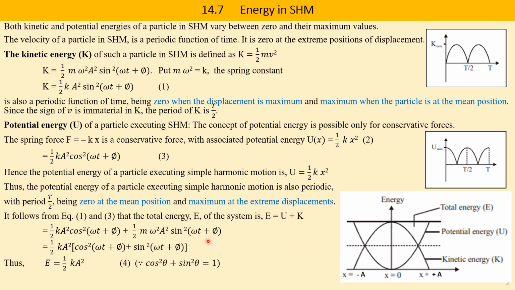Therefore, these equations can be represented taking K A square common. We get half of K A square into cos square (omega t plus phi) plus sin square (omega t plus phi). We know that cos square A plus sin square A is 1. Therefore, the value of the trigonometric function in the big bracket is 1. Therefore, the total energy is equal to half of K A square. Let it be equation 4.